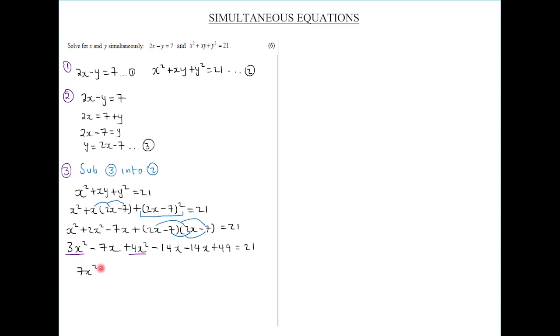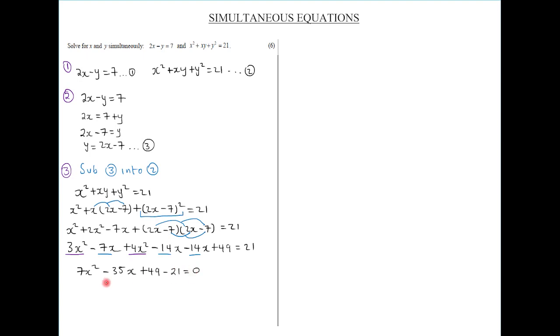Then here I have minus 7 and minus 14 and minus 14. So minus 14 minus 14, that's minus 28. Now minus 28 minus 7, that's minus 35. So I have minus 35x. And then lastly I have 49. So put in the 49, move across the 21, equals 0.